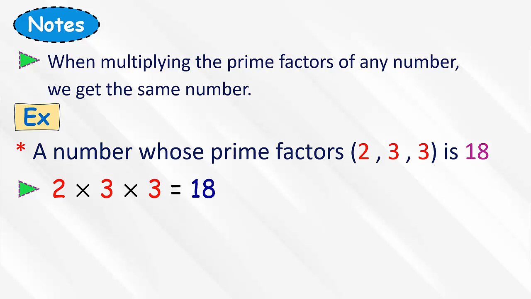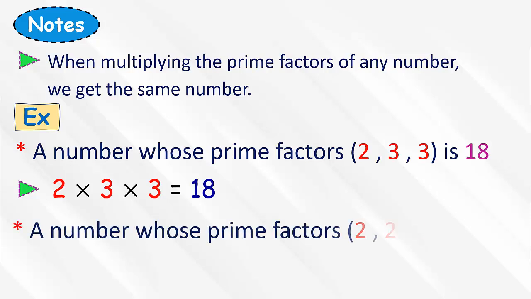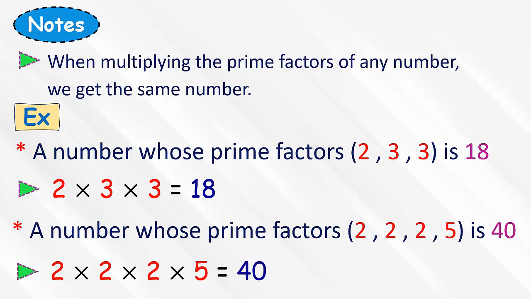In the same way, the number whose prime factors are 2, 2, 2, and 5 will be the number 40, because when we multiply 2 times 2 times 2 times 5, the result will be 40.